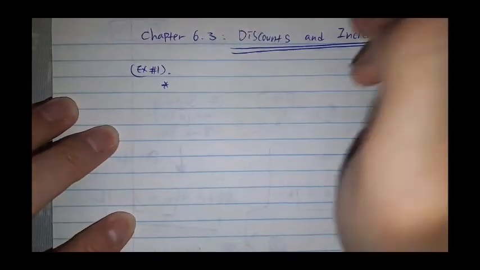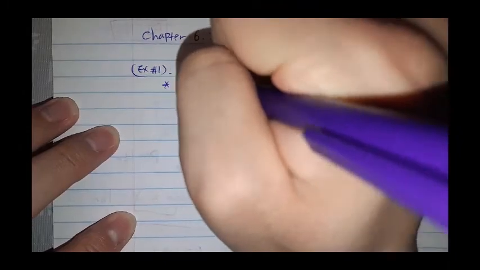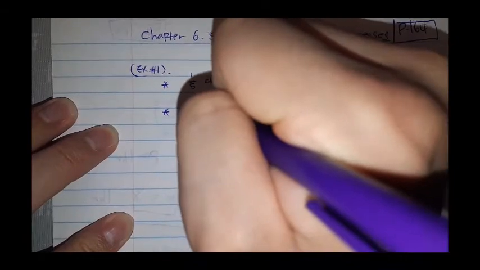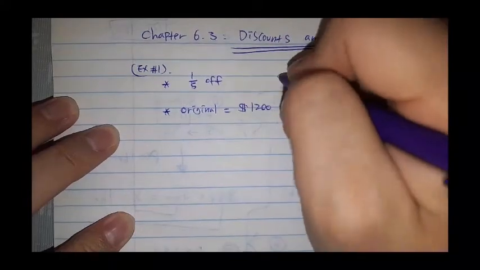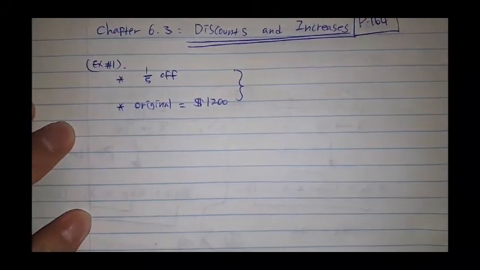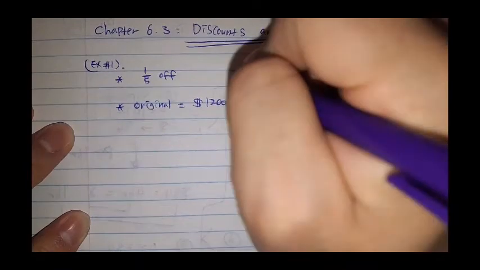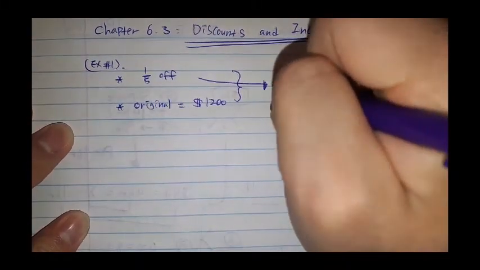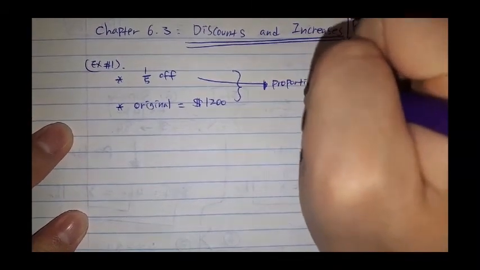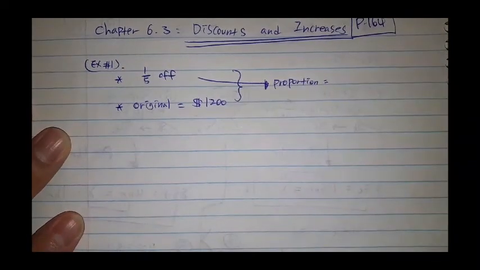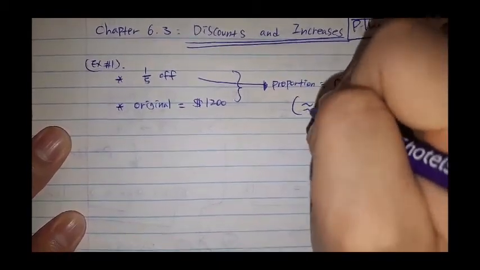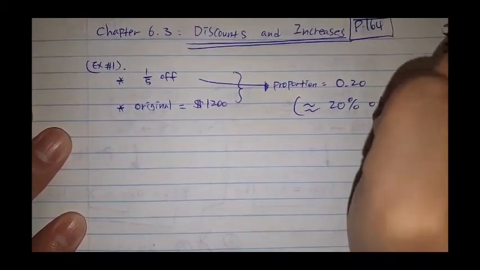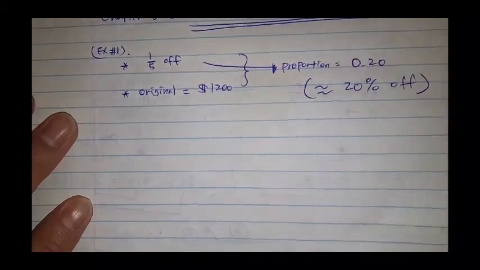So one of the conditions is 1/5 off, and the original rent amount is $1,200. We're basically combining these two. First things first, you need to understand the proportion in decimal. 1/5, or 1 divided by 5, is 0.20. So this is a fancy way of saying it's 20% off my rent.